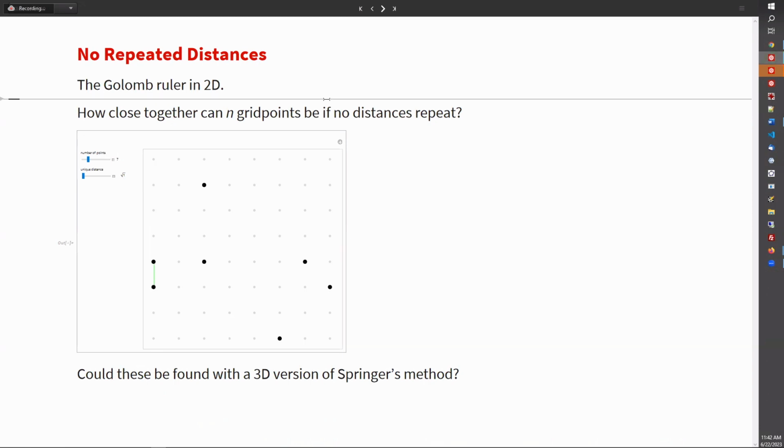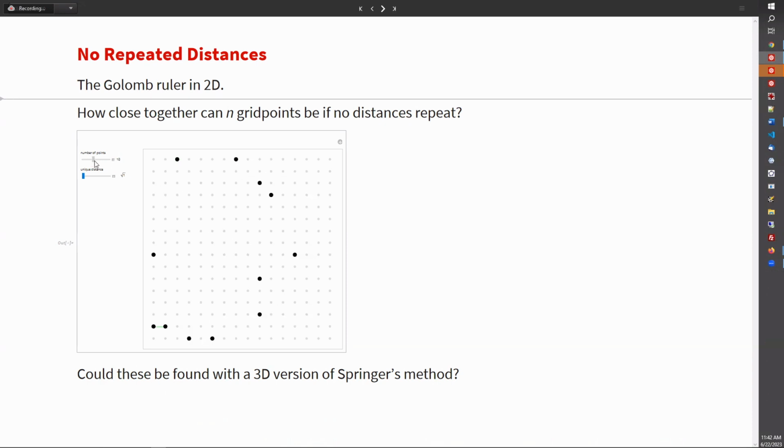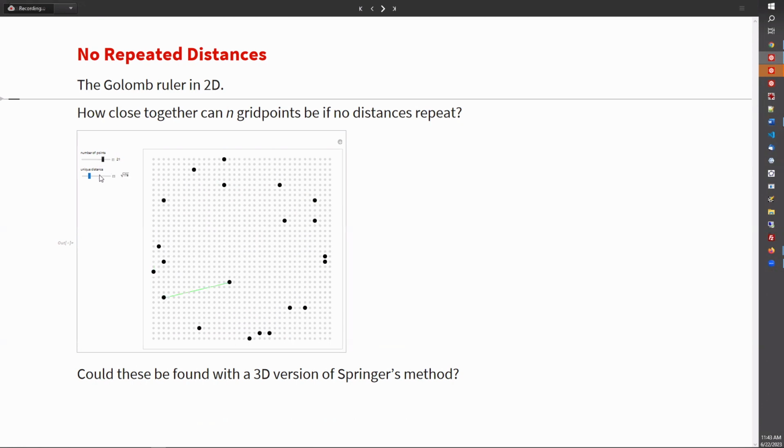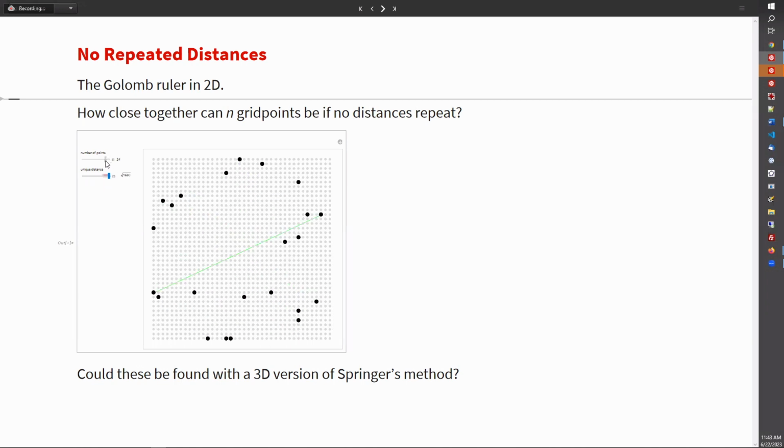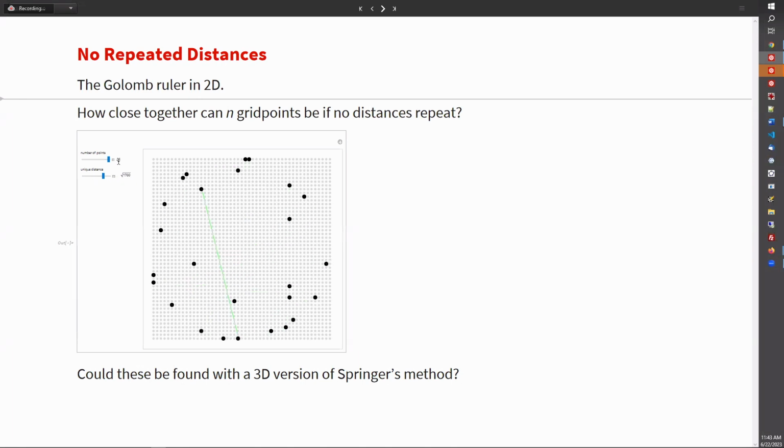We can extend this to 2 dimensions. For example, if you're given a number of points, how close can they be so that no distance repeats? Well, it turns out this was an Al Zimmerman contest problem, and here are all the best known solutions up to 26 points. It's believed that due to the amount of computer power devoted to this during the contest, these are the minimal solutions. And this is another demonstration, no repeated distances.